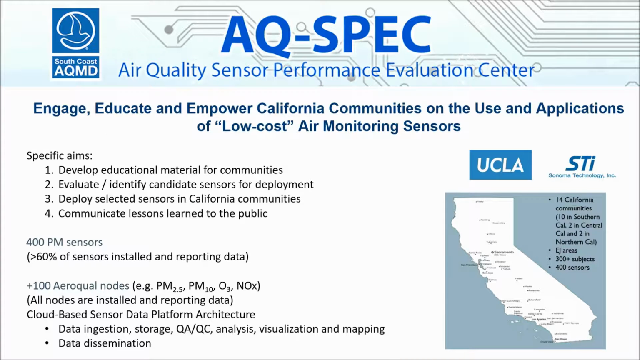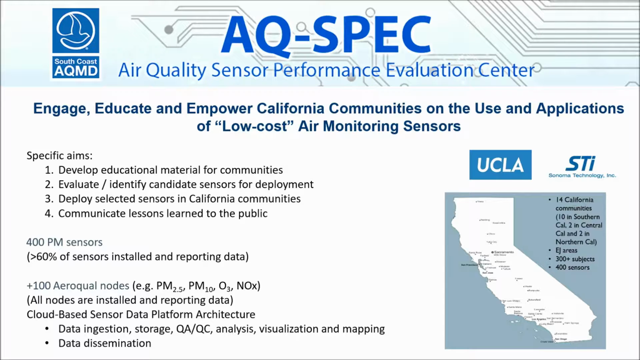Now, sensor evaluation work and any sensor-related projects that are linked to AQSpec. One of them is the EPA-funded STAR grant. We are one of the 6 recipients. The program started back in 2016. And the title of the project, to give you an idea, is Engage, Educate, and Empower California Communities on the Use and Application of Low-Cost Air Monitoring Sensors. The program has been running for 3 years already, plus.